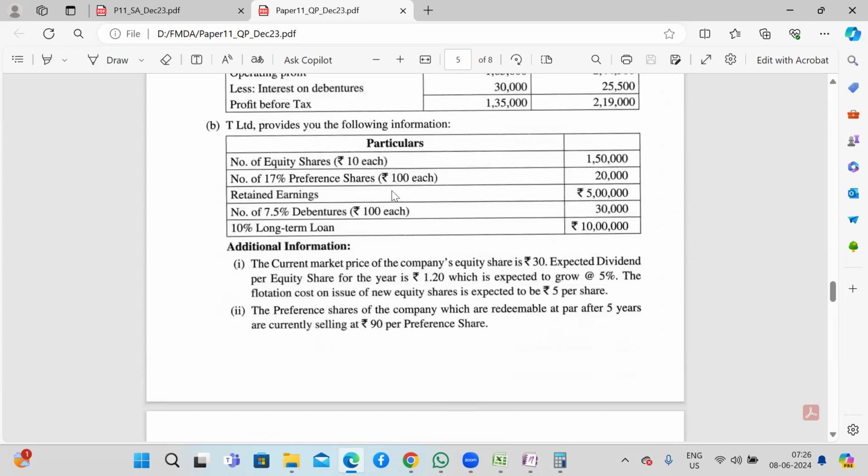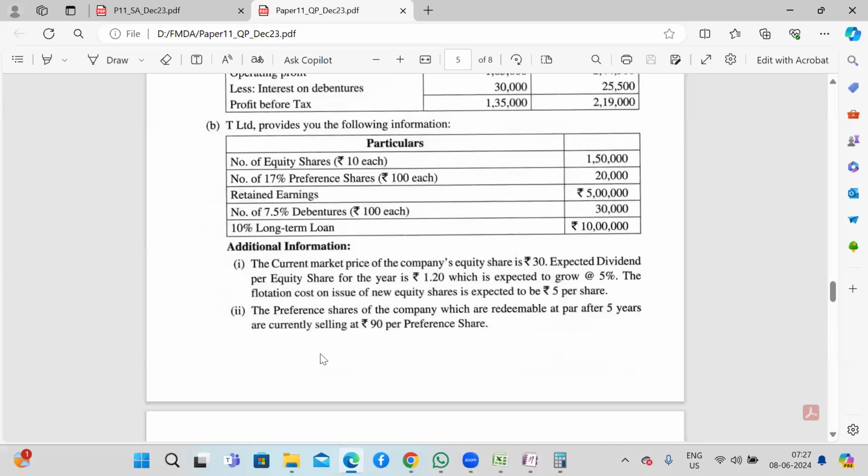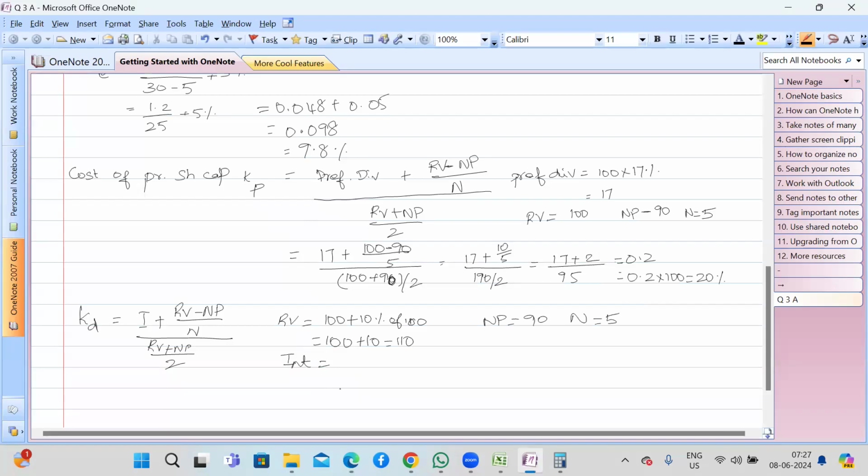Okay. So here 100 rupees is there. So the redeemable value is 100 plus 10% of 100. Right? So 10% premium, that is 100 plus 10, which is equal to 110. NP is currently selling at 90 rupees. This is going to be redeemed after 5 years, so N is equal to 5. So I'm going to calculate interest now. Remember, for interest we need to calculate based on face value. So 100 into 7.5% only, that is 7.5.